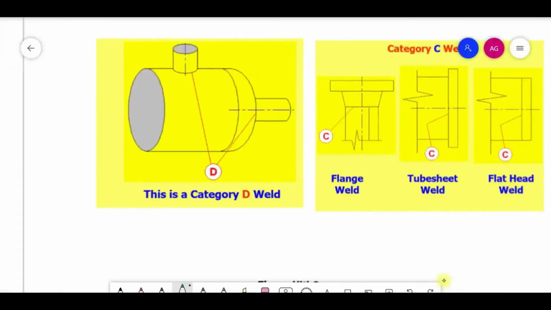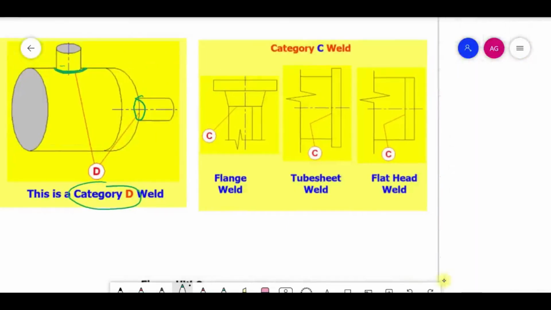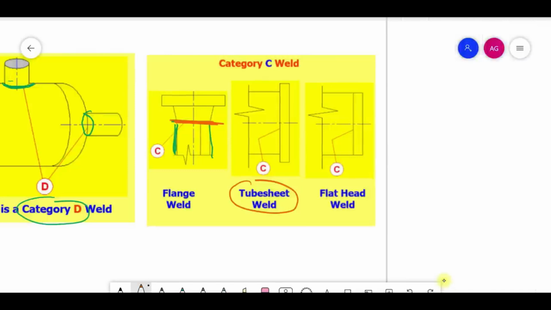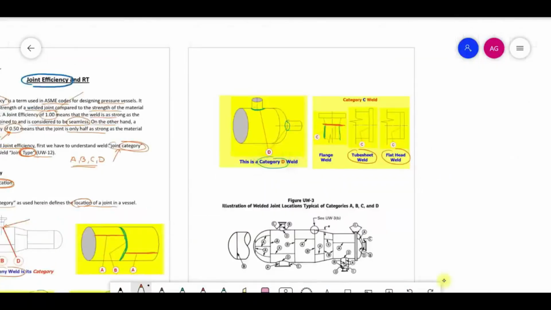Apart from this, what will be called a D category joint here is the joint of your nozzle to shell. Here the joint will come, here also this joint. You have to consider all these joints as D category joints. What will be called a C category joint of your nozzle? This is the neck of the nozzle. The joint from the neck to the flange, this joint, we will call a C category joint. The weld of the tube sheet, meaning the joint of shell and tube sheet, is also considered a C category joint. Apart from that, flat head welds too. All these you have to consider in C category joints. Right, so remember this.